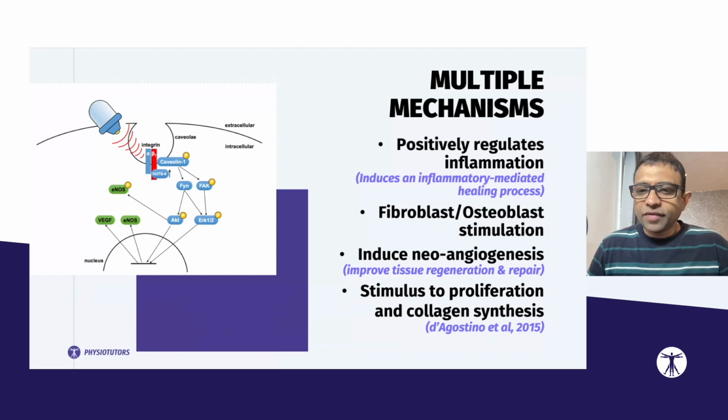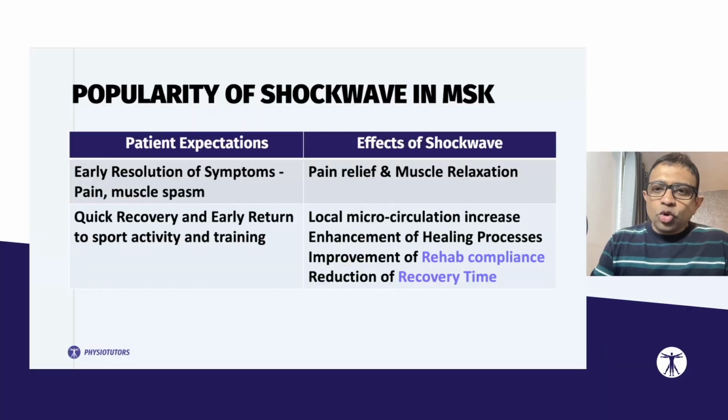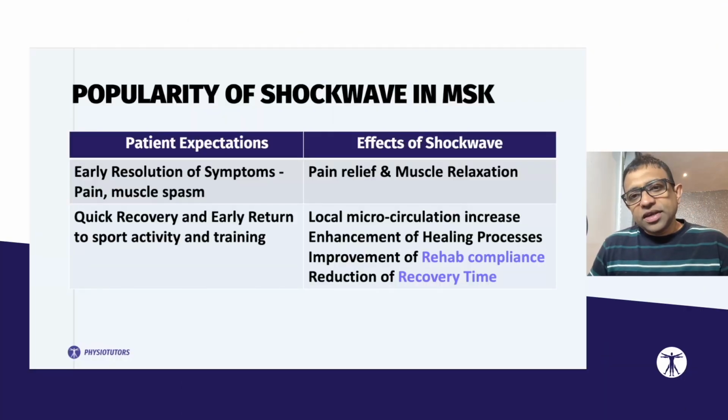It improves the fibroblastic and osteoblastic activity, and the key factor here is it creates new blood vessels, called neoangiogenesis, and that is really important to stimulate for improving collagen synthesis, which is a key driving building block of tissues like tendon. And although it's been around for 40 years, we're seeing a huge increase in popularity in the last 10 years in MSK. And there could be many reasons.